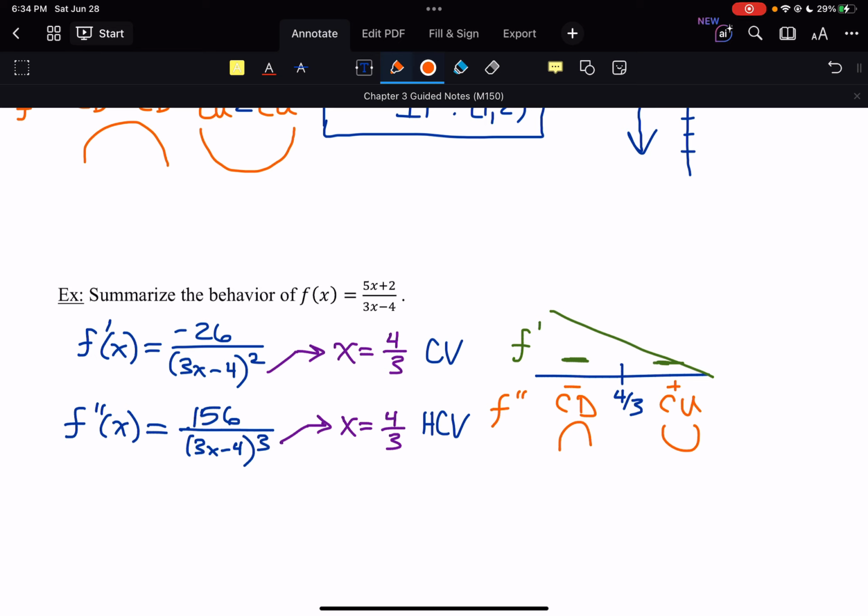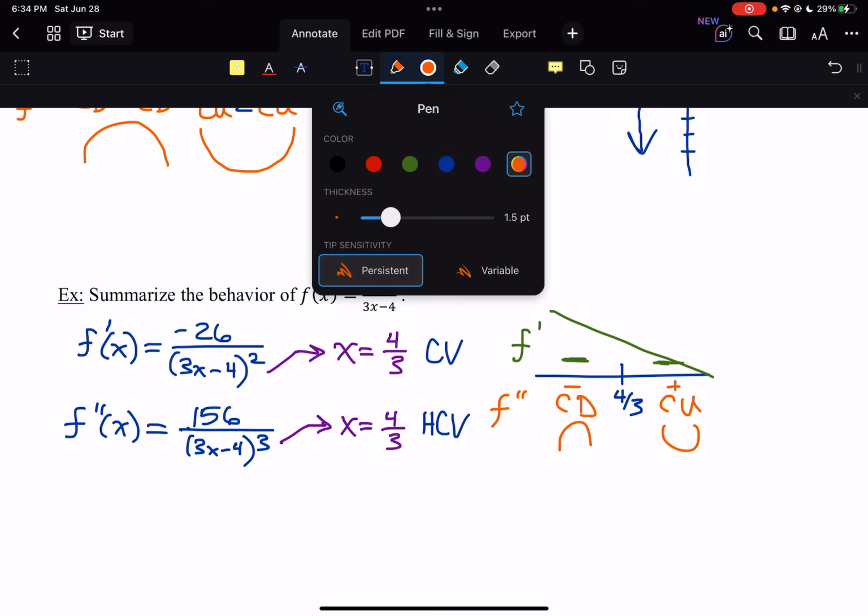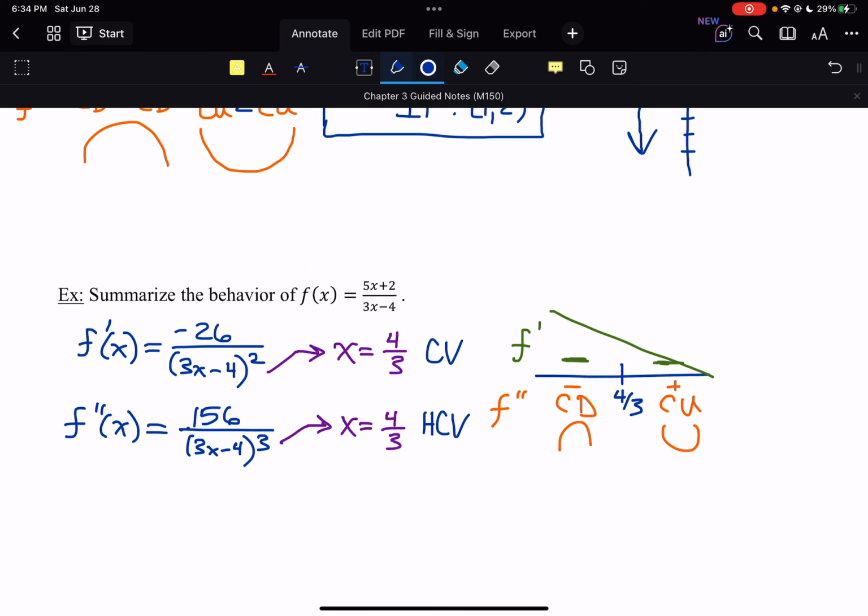So it stands to reason just from this analysis here that there are no relative extrema, right? No maxes or mins, because the graph starts up that way and it just keeps going down that way. It does appear that there would be an inflection point at 4/3 because it goes from concave down to up.